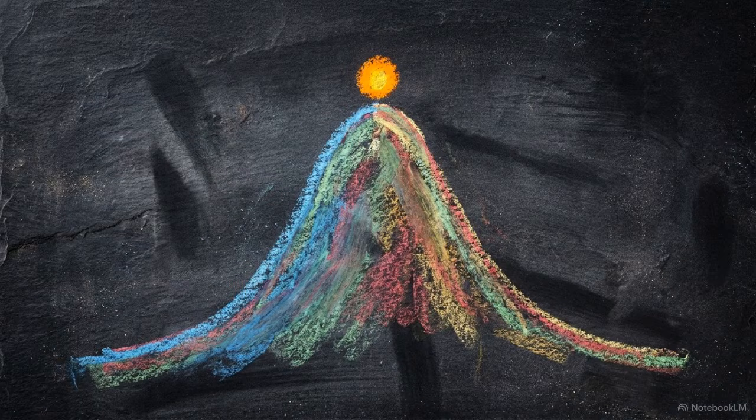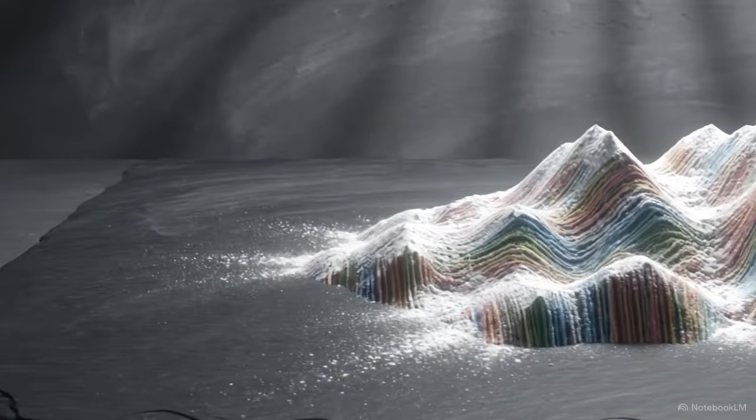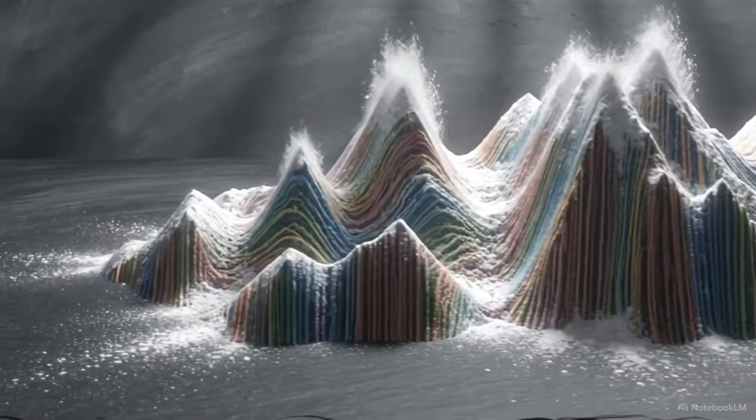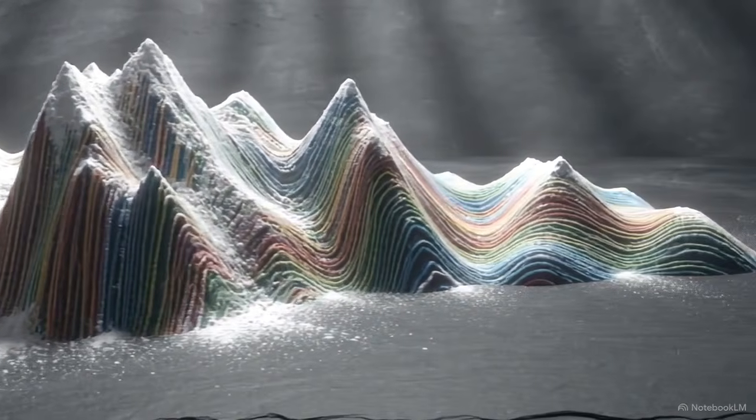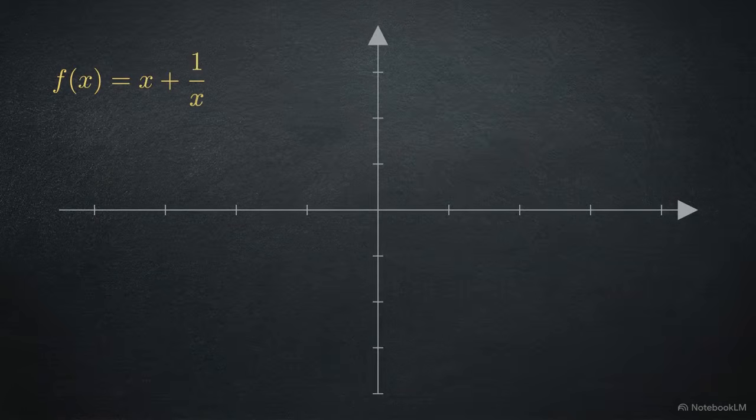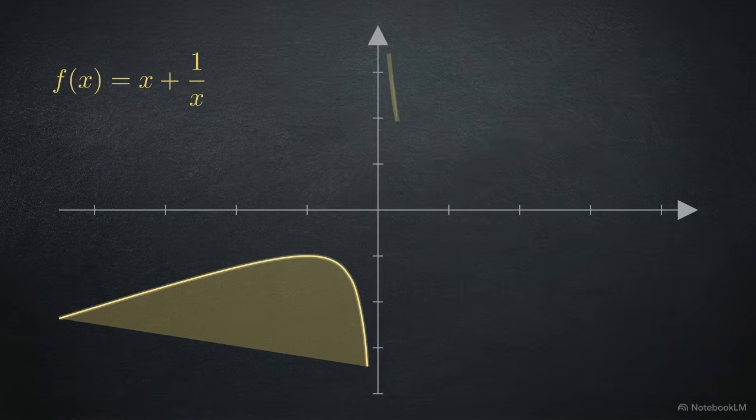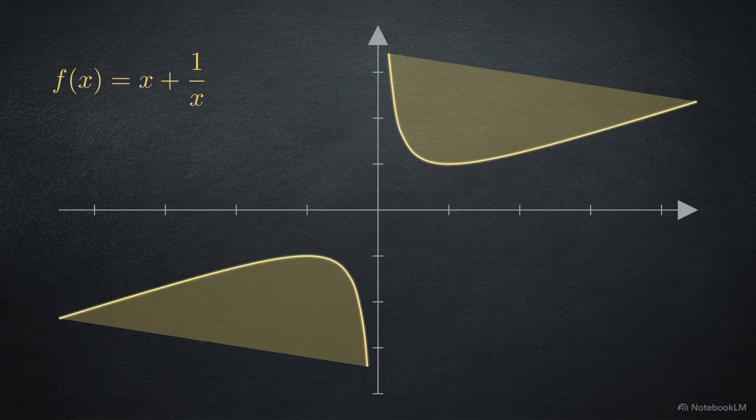The first stage of our pipeline is optimization. This is the mathematical process used to identify the peak efficiency, or the structural boundaries of a system. Consider the rational function f of x equals x plus 1 over x. It creates two mirrored branches separated at 0.